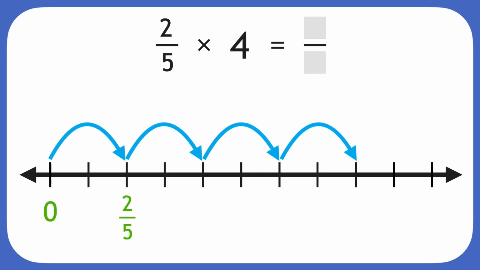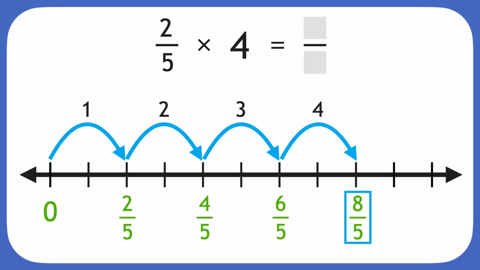Here, our number line shows the product of 2/5 and 4. Notice that on this number line, most of our labels are missing. We can count forward by 2/5 to find what we need to complete our multiplication sentence. Counting forward one time by 2/5 equals 2/5. 2 times gives us 4/5. 3 times equals 6/5. And 4 times gives us 8/5. Perfect, so 2/5 times 4 equals 8/5.